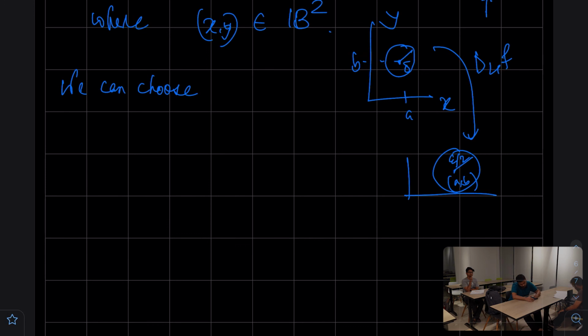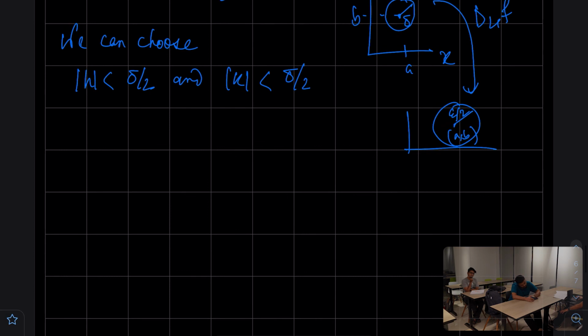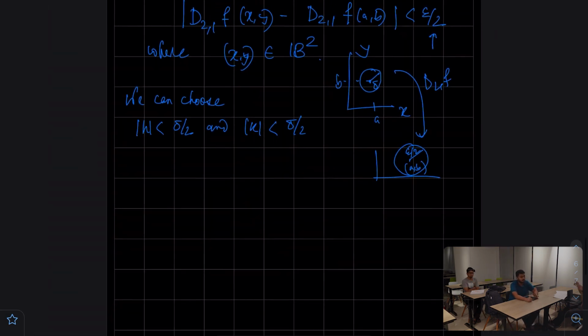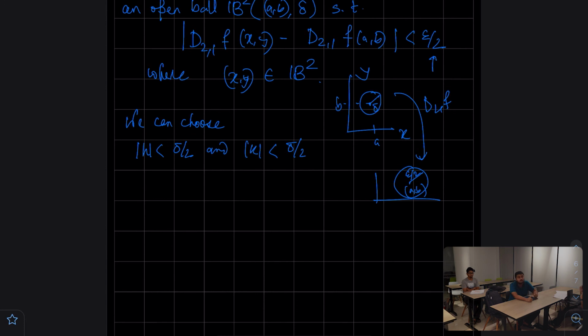We can choose |h| less than delta over 2 and |k| less than delta over 2. Why am I choosing it? Because my rectangle is in the xy plane, no? If I shrink it to less than delta over 2, that means my rectangle is within the ball. I can choose them such that it is inside the ball. No problem with it, yeah? h and k are both defined on positive real numbers.